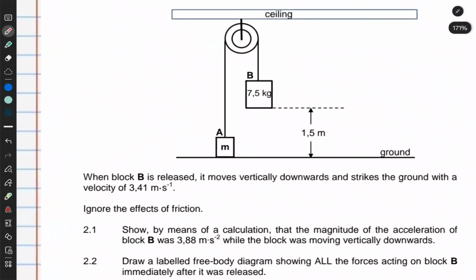The statement continues. When block B is released, so this person, whoever is holding it or whatever object is holding block B, they start releasing block B. Boom, they let it go. So it moves vertically downwards and strikes the ground with a velocity of 3.41 meters per second. So let's interpret this problem, right?